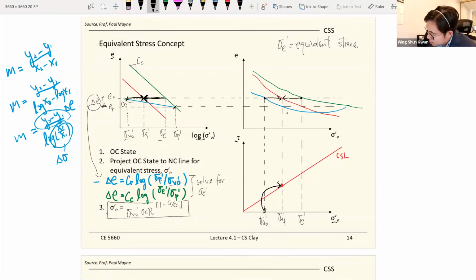So if we start here, there will be another equivalent stress state to go there too. One is at an overconsolidated state. The other is a normally consolidated state. They both go to the endpoint. So that is the stress path. And this is the undrained shear strength of the soil.